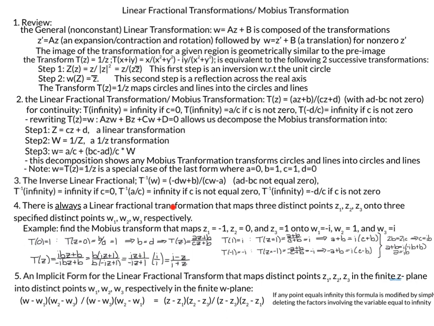And then we also did these examples of this fact here. There is always a linear fractional transformation that maps three distinct points, z1, z2, z3, onto three specific distinct points, w1, w2, w3. And we found these linear fractional transformations first just by using our formula, T(z) equals (az plus b) over (cz plus d), as well as using this implicit formula written here, (w minus w1)(w2 minus w3) over (w minus w3)(w2 minus w1) equals (z minus z1)(z2 minus z3) over (z minus z3)(z2 minus z1).